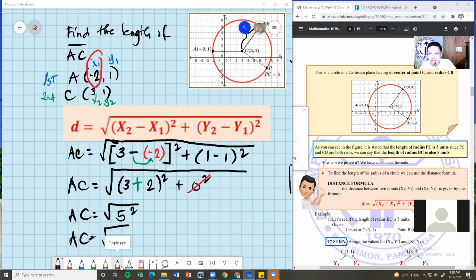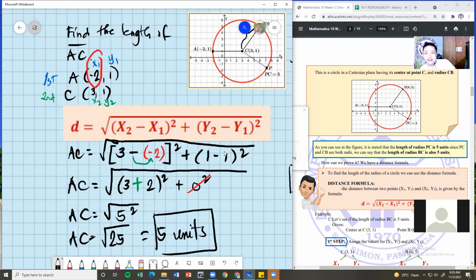Okay, so 5 squared, the answer is 25. And the square root of 25 is equal to 5 units. That's it. Show a reaction if that is clear to you. We already said it.